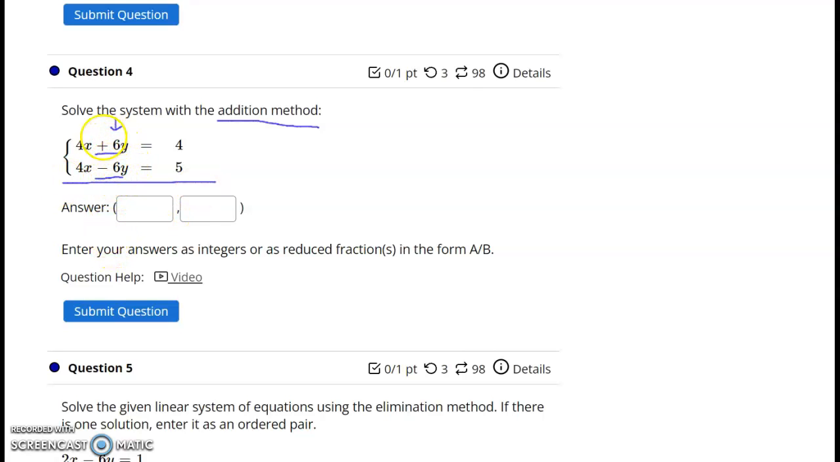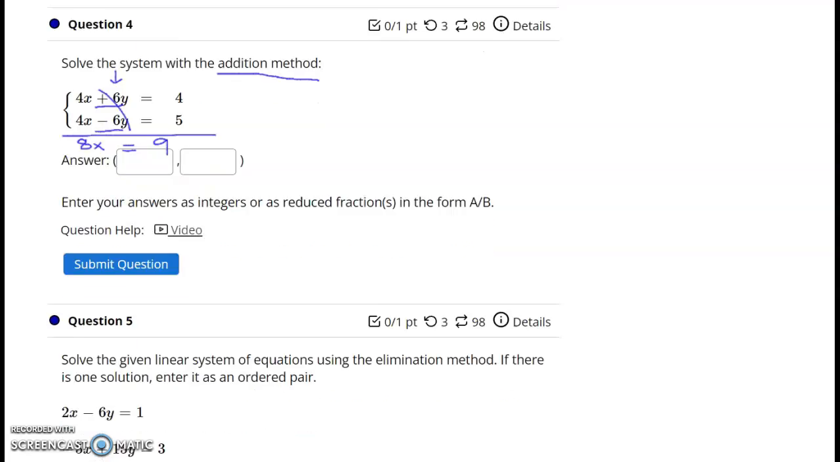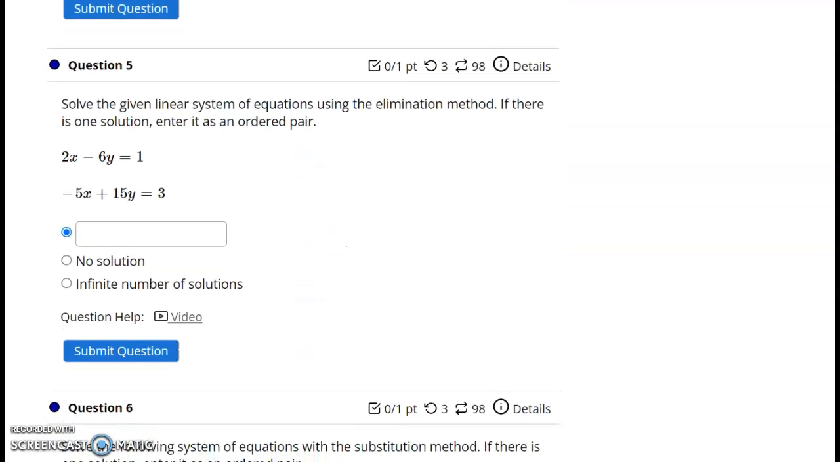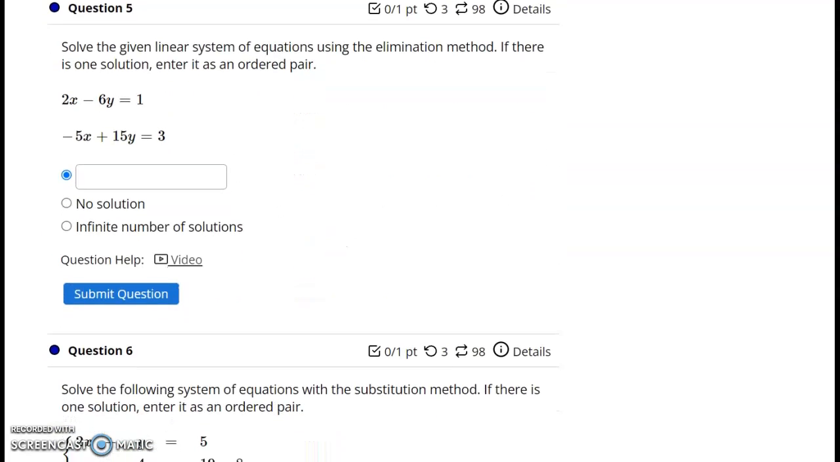Positive 6y minus 6y becomes 0. Not 0y, just 0. And so when we add the rest of this together, we'd get 8x equals 9. So that's what the goal is with the addition method. And for this exact reason, we want two terms to cancel so that we can solve for that remaining variable. So let's look at another one where it's not quite so easy.